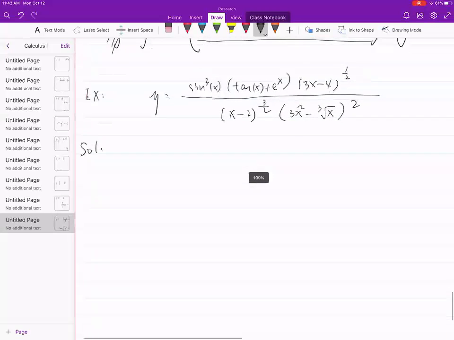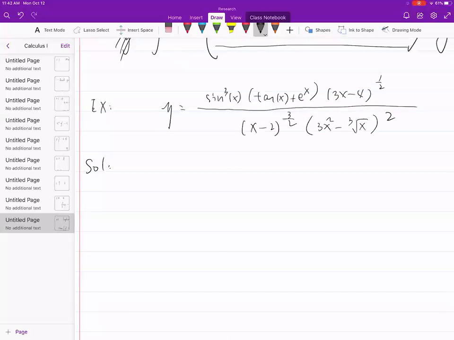By the way, this is just one option. Of course, you can do it by quotient rule and product rule if you say, I just hate log differentiation. For a problem like this, be my guest. If you really want to use product rule and quotient rule, try that yourself.